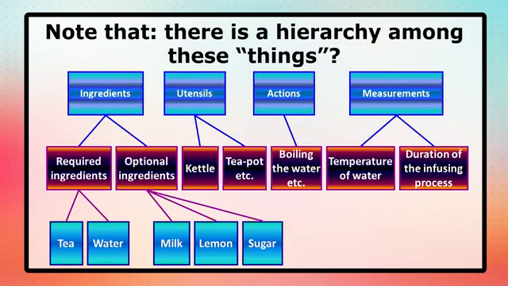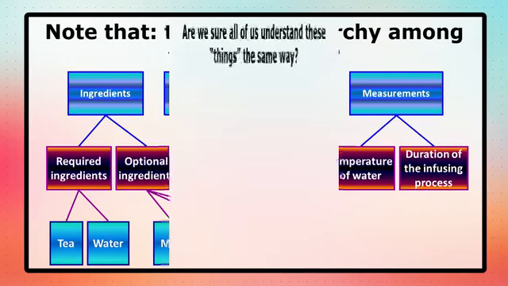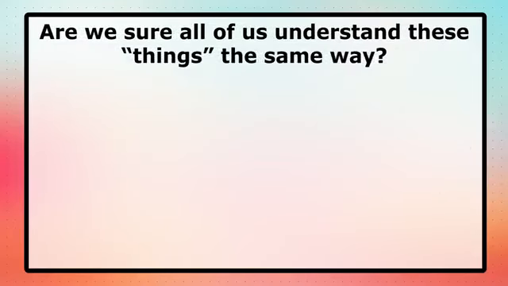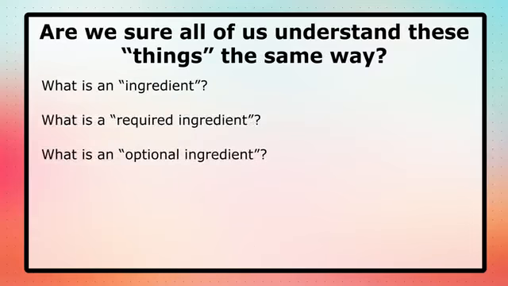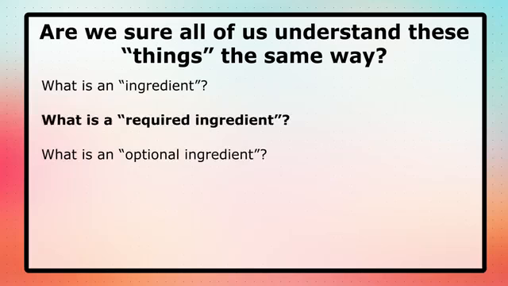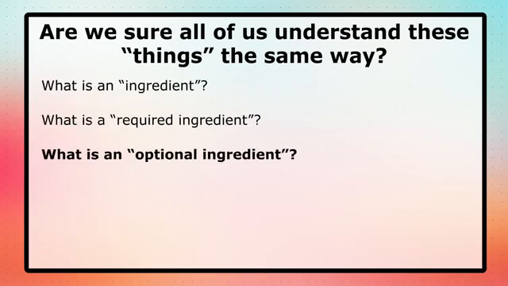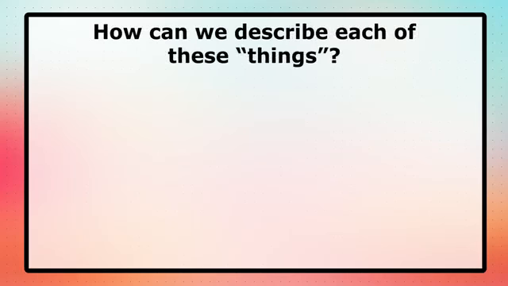Actions: boiling the water. And measurements: temperature of the water, duration of the infusing process. Now, are we sure all of us understand these things the same way? No. The question is, what is an ingredient? What is a required ingredient? What is an optional ingredient? How can we describe each of these things?